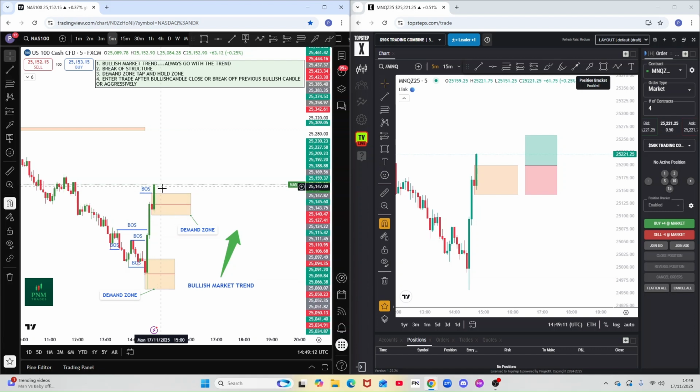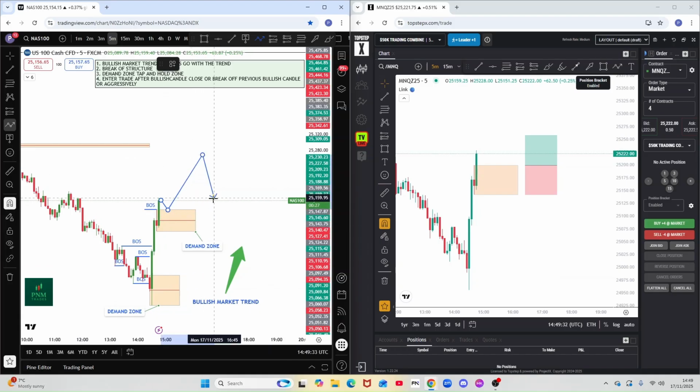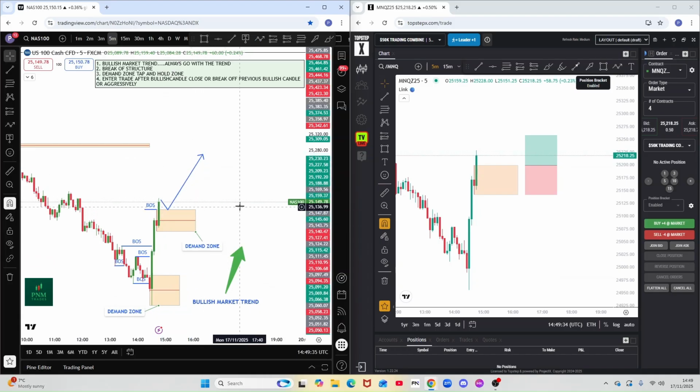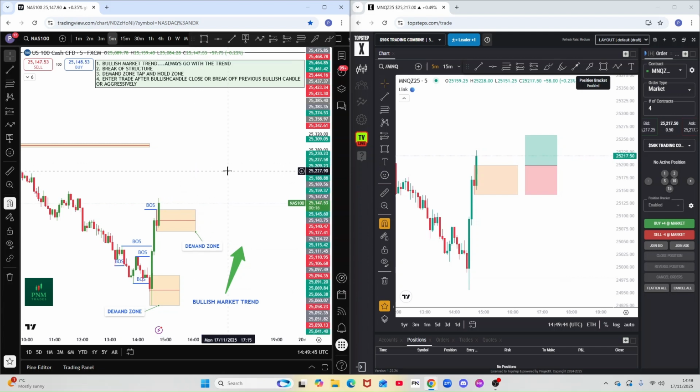So I'm just waiting for price to come back and tap quick. I won't enter just yet until I get a confirmation of a candle coming down from where price is, then hold the zone and possibly go up. So 20 seconds on the candle, see what price does.